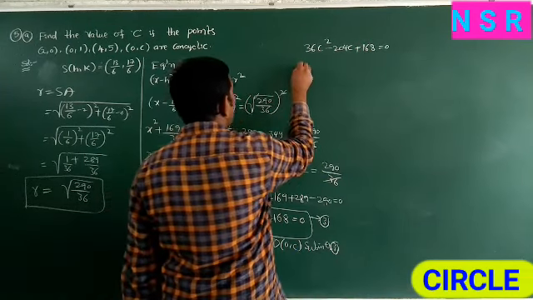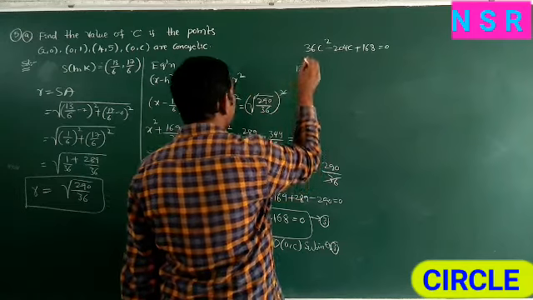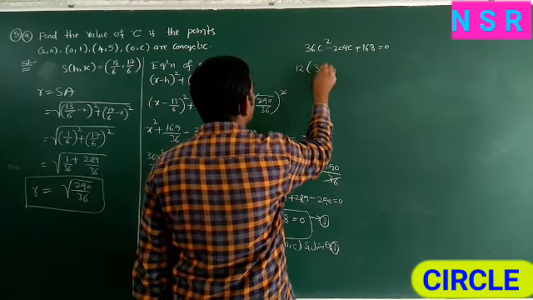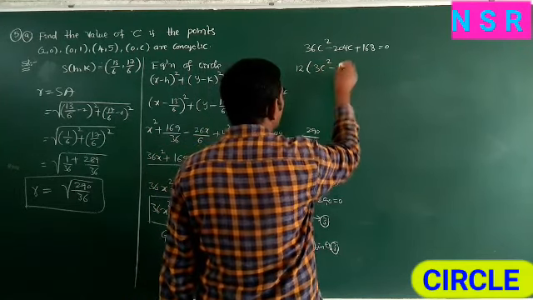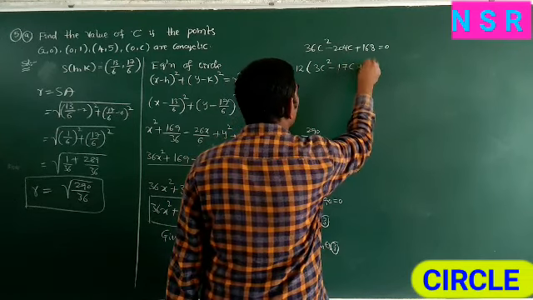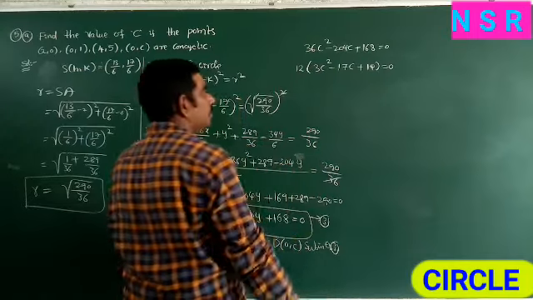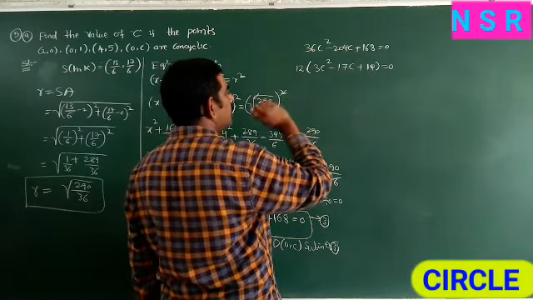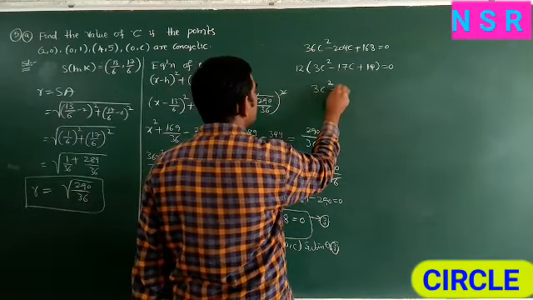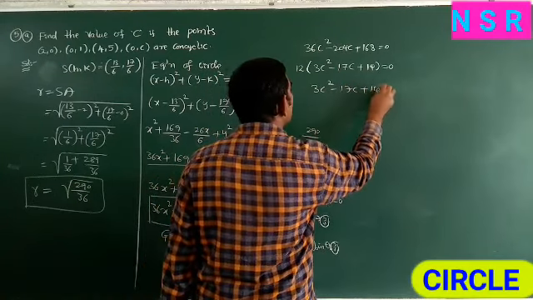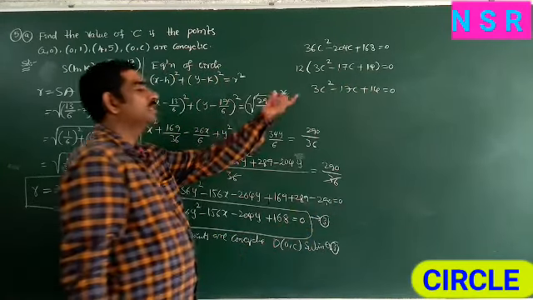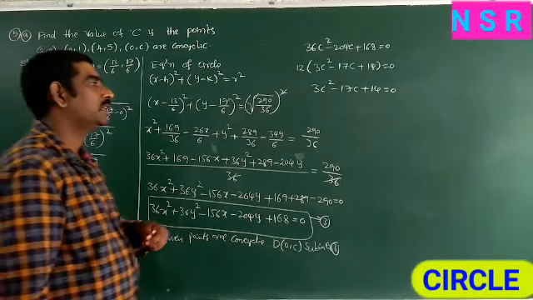Take 12 as common here: 12 3s are 36, 12 17s are 204, 12 14s are 168, equal to 0. So 12 moves that side, it becomes 0. We get 3c² − 17c + 14 equal to 0. So this is in the form of a quadratic equation in terms of c.